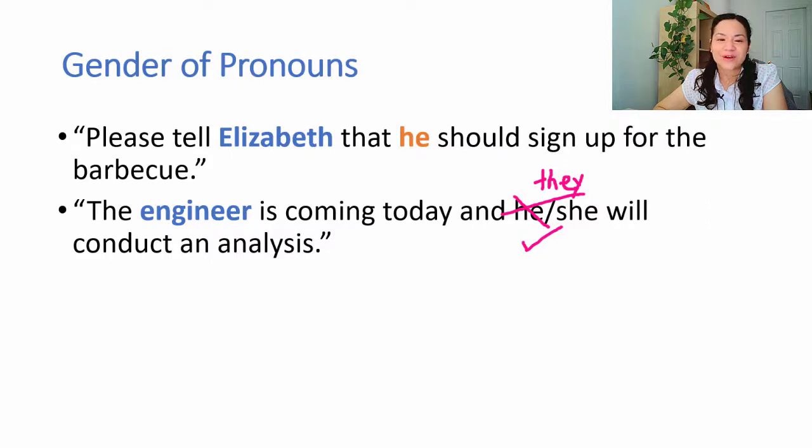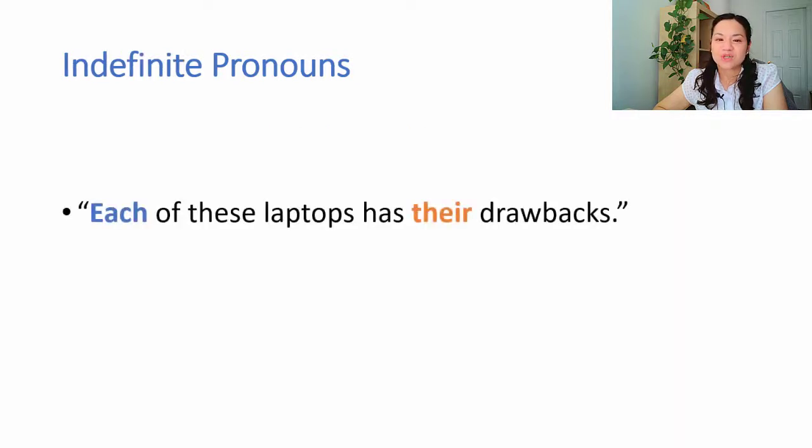Let's look at another error. Each of these laptops has their drawbacks. If you looked at the module on subject-verb agreement, you would know that most, not all, indefinite pronouns like someone, everyone, anything, nowhere, etc. are singular. In this case, the pronoun their does not match with the indefinite pronoun each, which is singular. Remember that while most indefinite pronouns are singular, there are some which are strictly plural, and still others which can be either singular or plural.